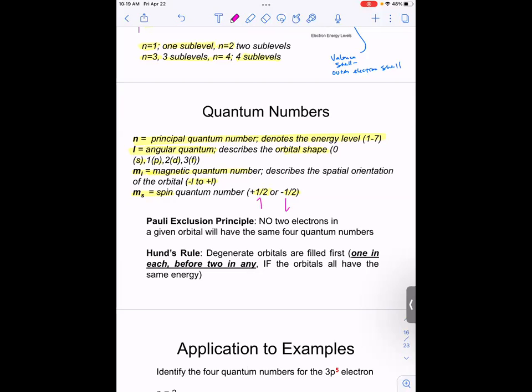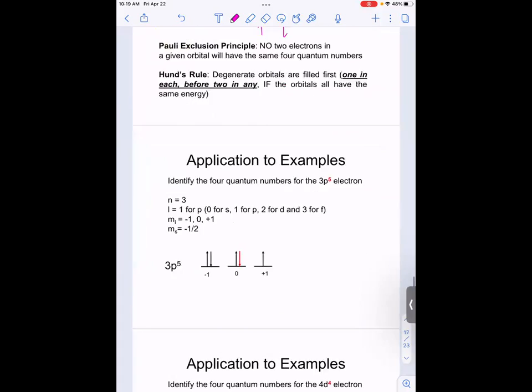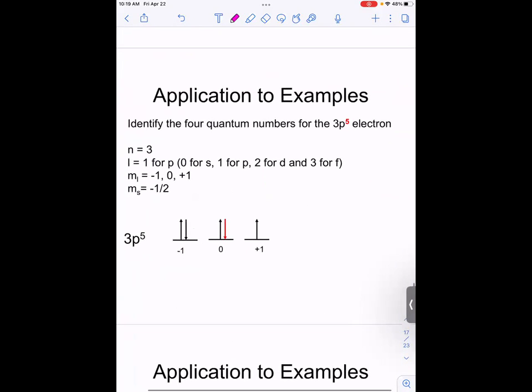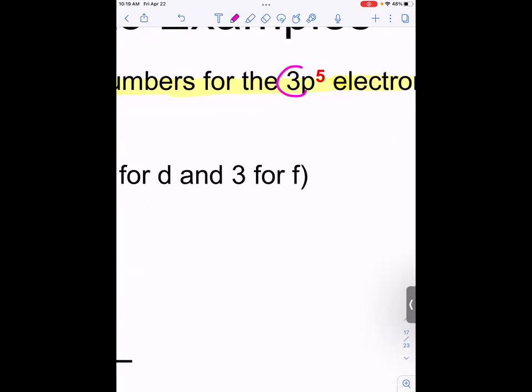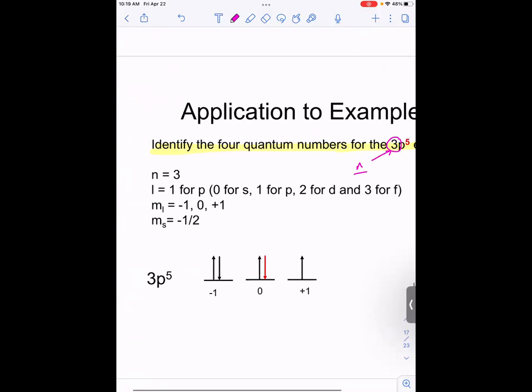All right. So let's do an example real quick. It says in this example, identify the four quantum numbers for a 3p5 electron. Right. So 3, we know right from the bat that 3 is n. So n is 3.